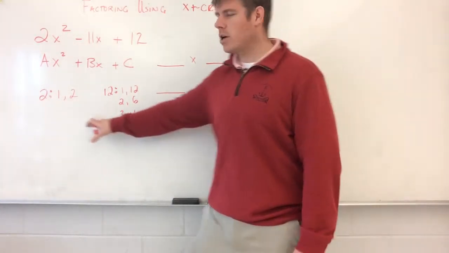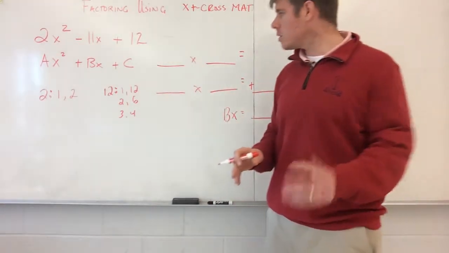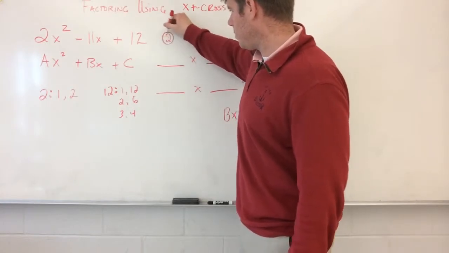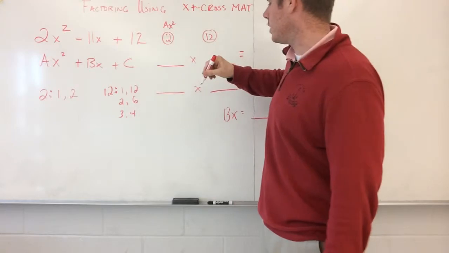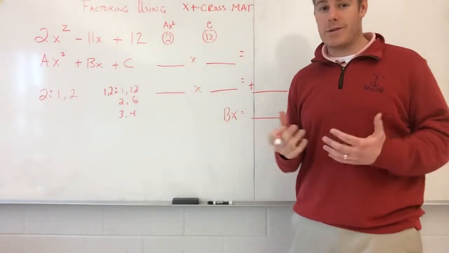These are the values that I'm going to play around with to fill in this grid. The first thing I do is always put my 2 up here, and my 12 up here. So essentially my ax squared term goes here, and my c term goes in this column. And these are the things that I just rearrange and play with.